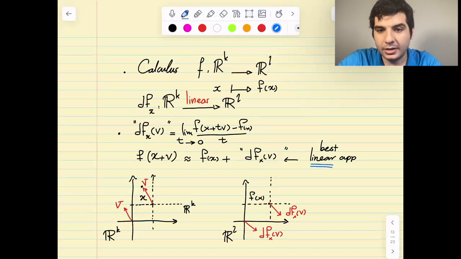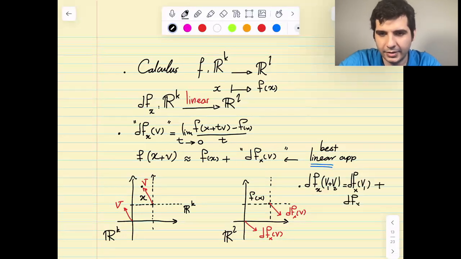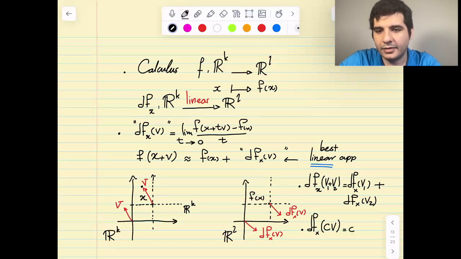So let's recall what it means for a map between vector spaces to be linear. If df_x acts on v1 plus v2, for two vectors v1, v2, it would be equal to the derivative acting on v1 plus the derivative acting on the vector v2. That was the first property. Second, the derivative of f at x acting on cv, where c is a real number and v is a vector in R^k, is equal to c times the derivative of f at x acting on v, right? Okay, great. So the derivative is linear in this sense.